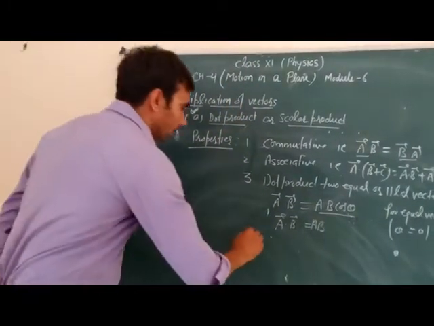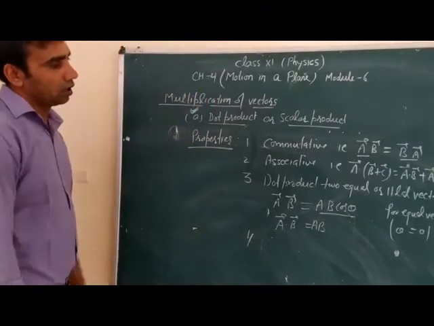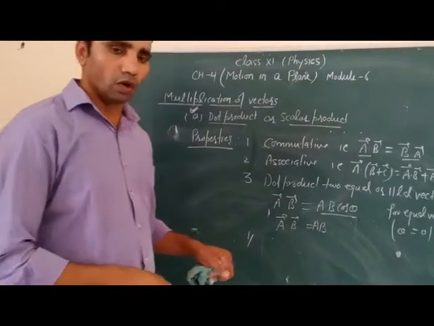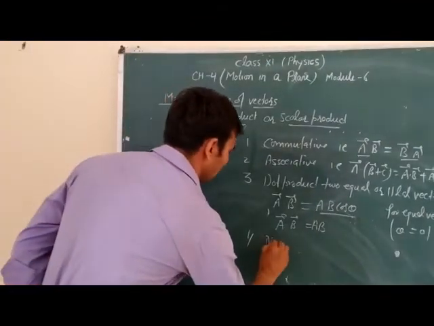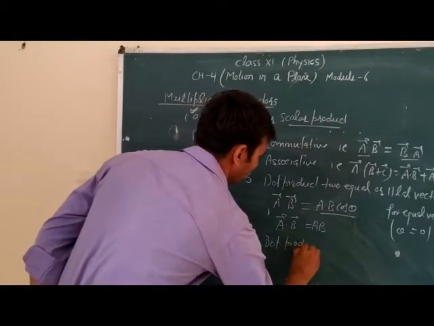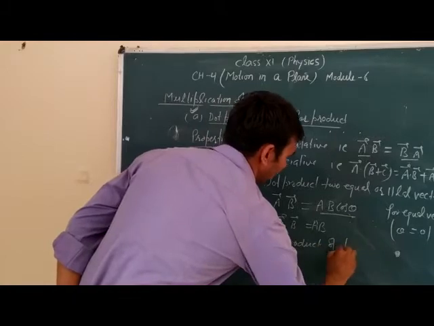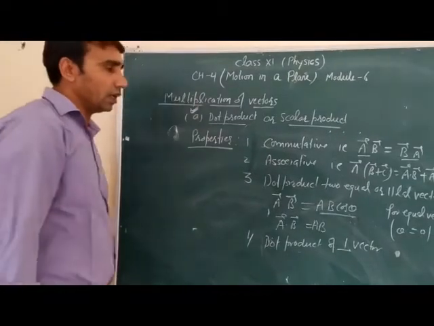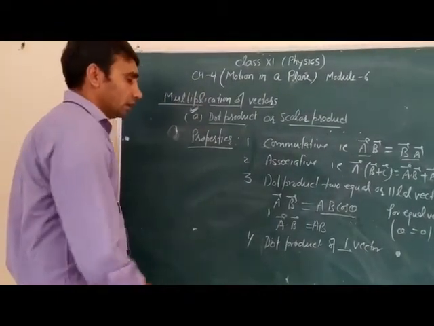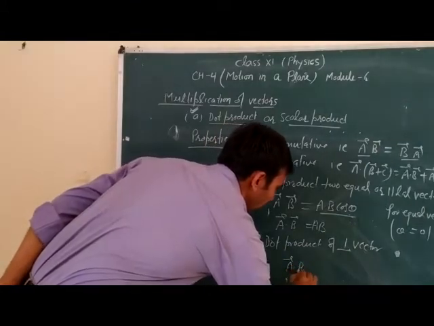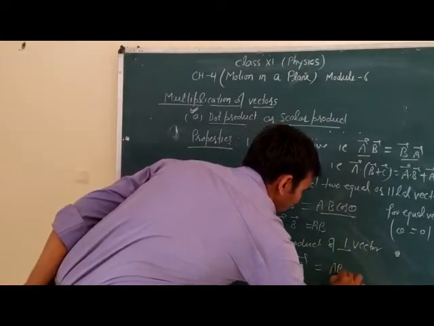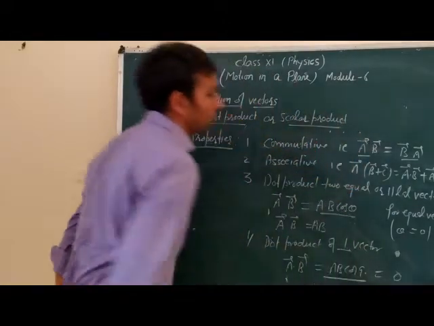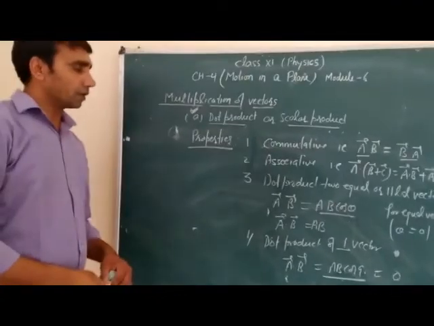Again, property number 4: dot product of two perpendicular vectors. Perpendicular vectors means the angle between vector A and vector B is 90 degrees. Therefore, A dot B is equal to AB cos 90. Cos 90 is equal to 0. Therefore, A dot B is 0.